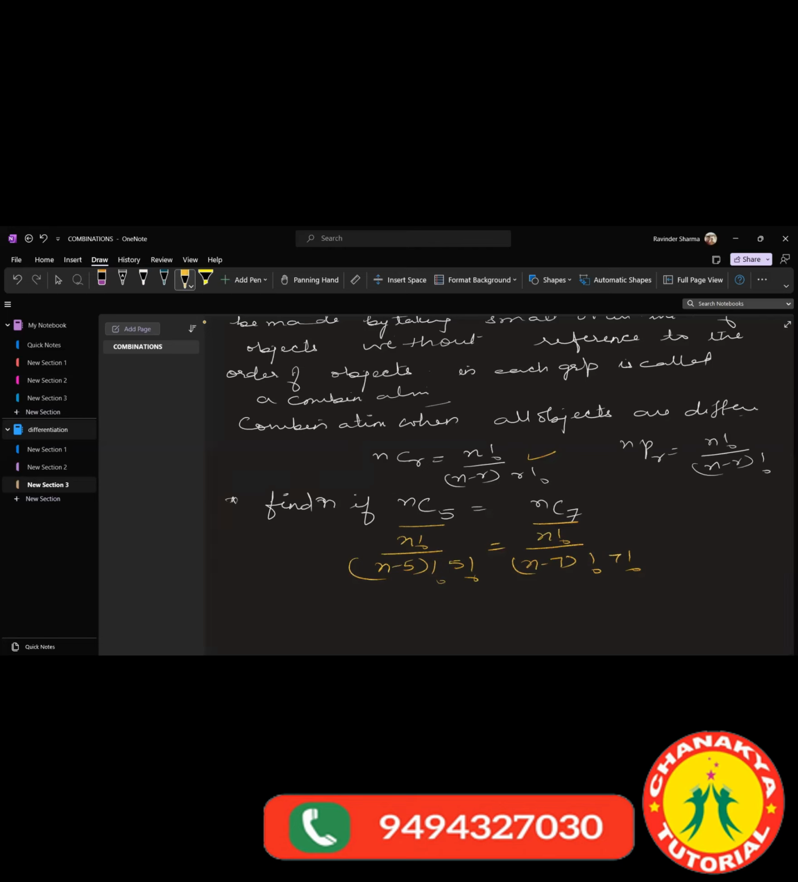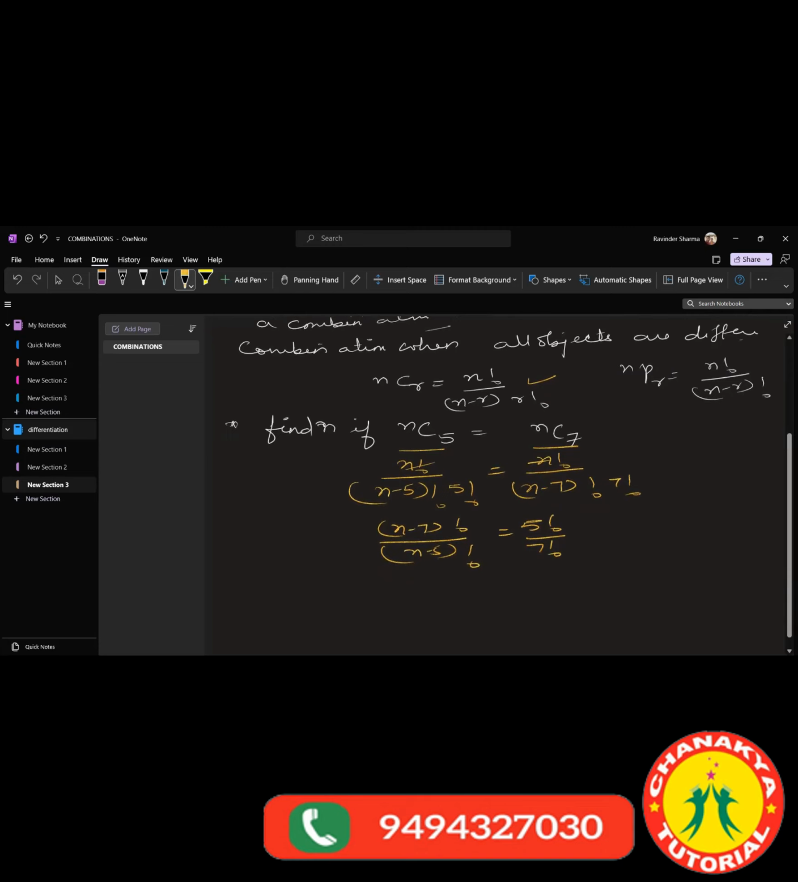So n factorial cancels. Then you can write n minus 7 factorial upon n minus 5 factorial is equal to 5 factorial upon 7 factorial. Can I write like this? Yes, ma'am. I have transposed this here and this here. Okay. So you can write n minus 7 factorial upon n minus 5 into n minus 6 into n minus 7 factorial, right? And 7 into 6 into 5 factorial. So 5 factorial cancels, and n minus 7 factorial and n minus 7 factorial cancel. Right, beta? Yes, ma'am.